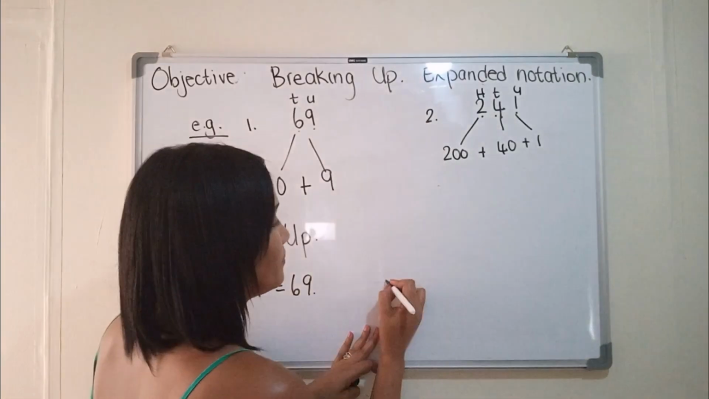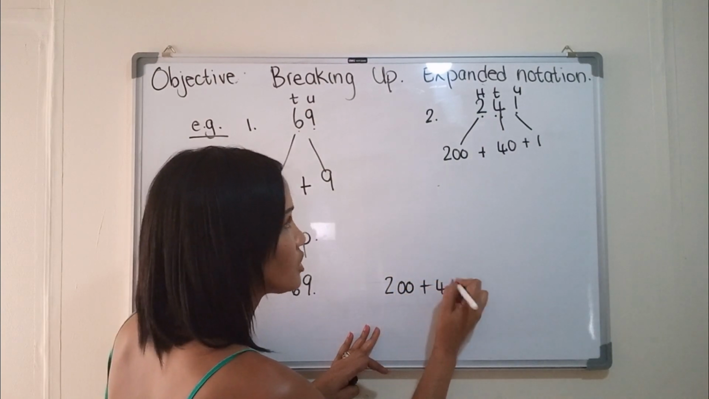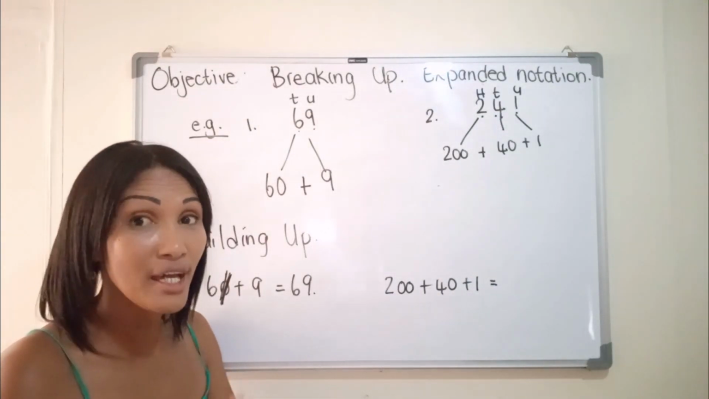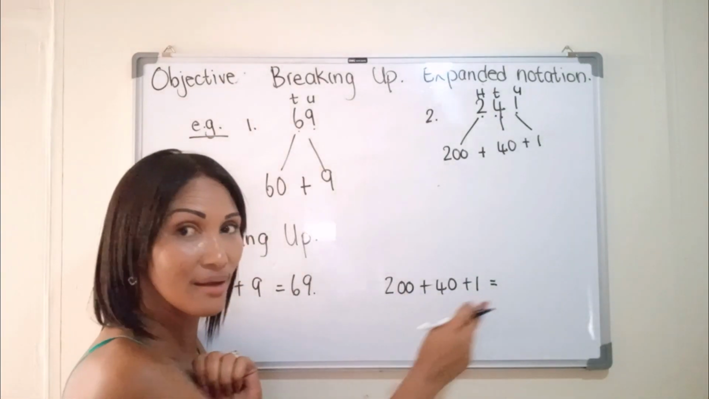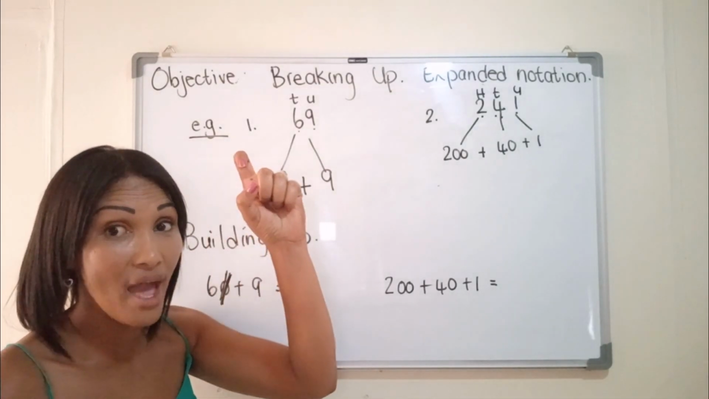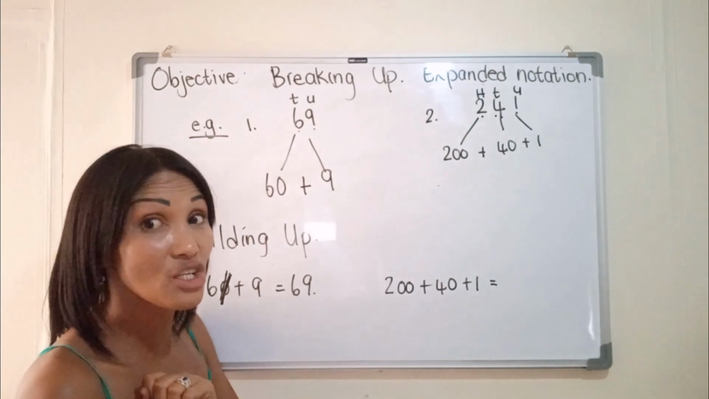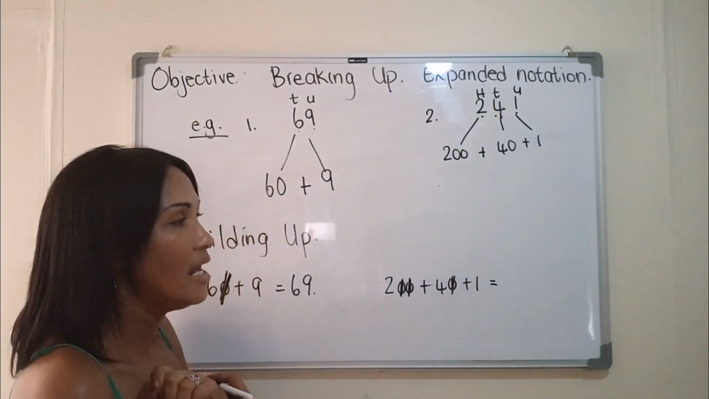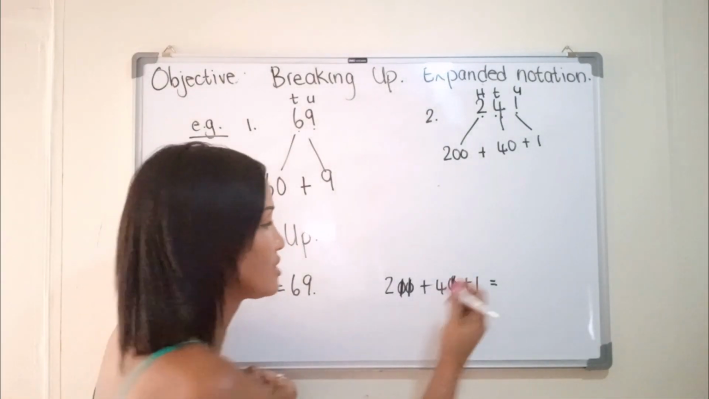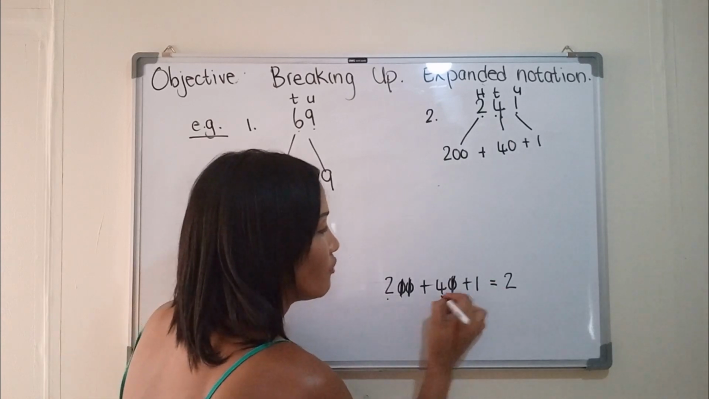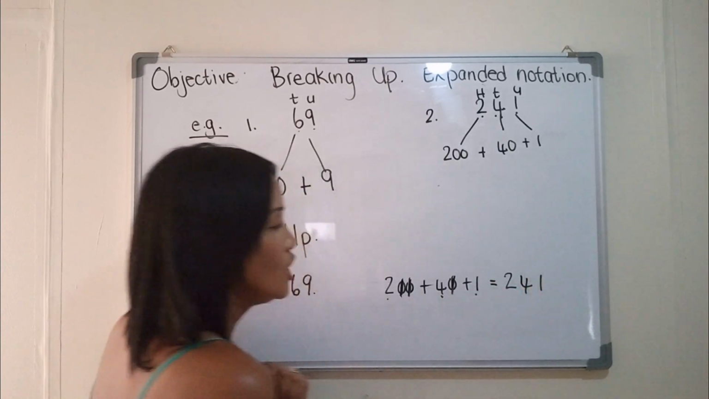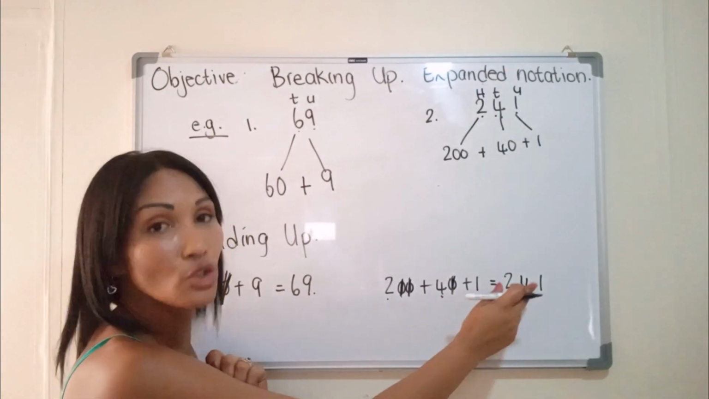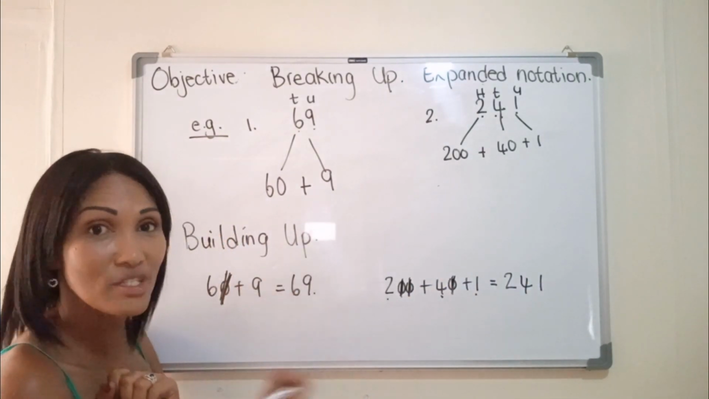Next one, 200 plus 40 plus 1. How can we build this number up? How can we add it together? Remember what I said here. We can add it together. But to make it easier for you, remember a 0 has no value. So we can scratch out zeros. Scratch out, scratch out, scratch out. Now we only write down what is left. I've got a 2 left, a 4, and I've got a 1. So in actual fact, 200 plus 40 plus 1 is equal to 241. Can you all see that?